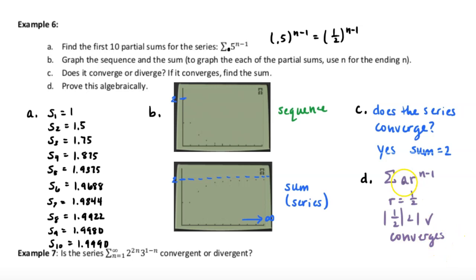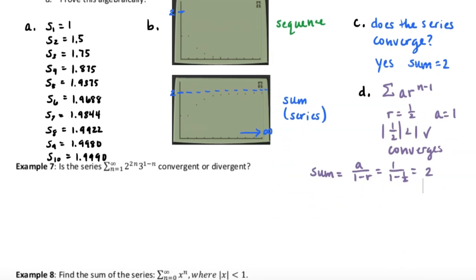And because I know that this converges, I've got my r, my a is just 1. And now I know that the sum is just equal to a over 1 minus r, which is just 1 over 1 minus 1/2, and 1 divided by 1/2 is 2. And again, we found that the sum is 2, and we found this algebraically. And so this gives a good idea of our different options here and how we can show that this does in fact converge or diverge.